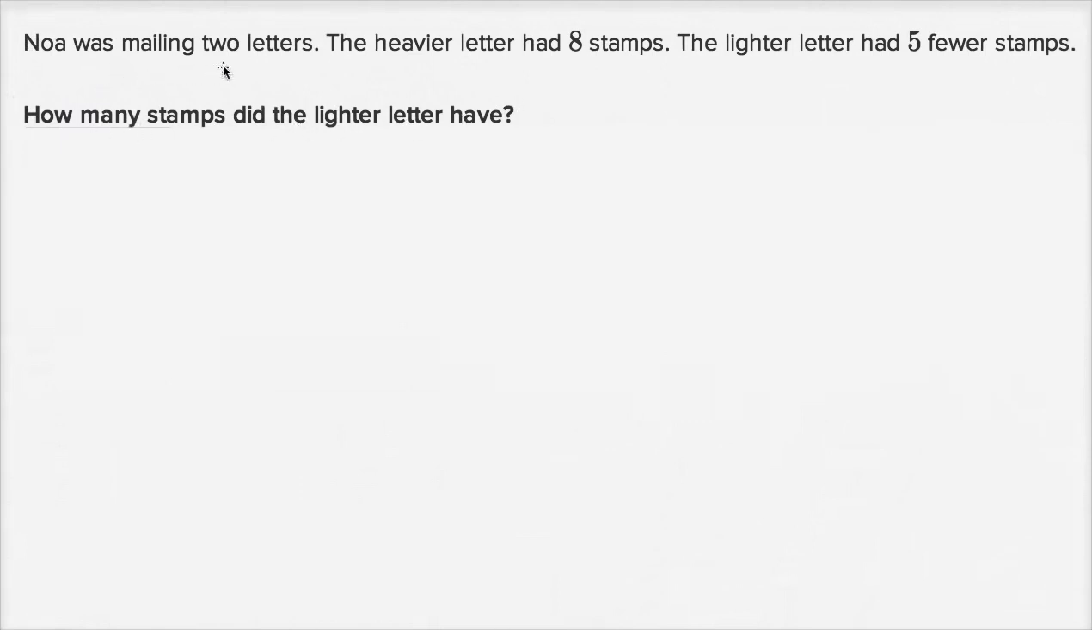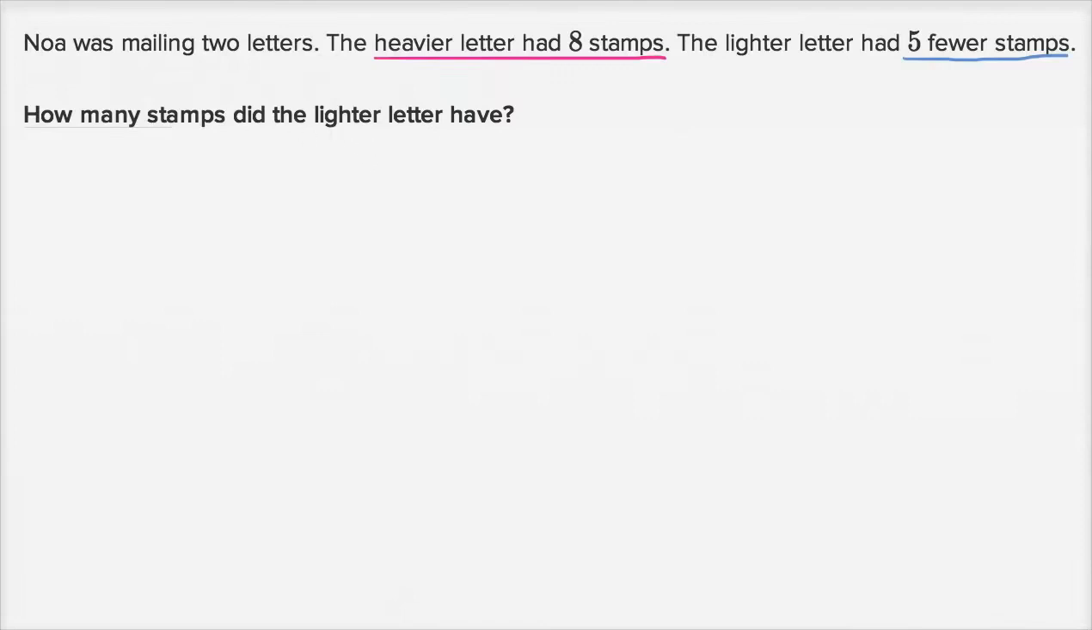Noah was mailing 2 letters. The heavier letter had 8 stamps. The lighter letter had 5 fewer stamps. How many stamps did the lighter letter have? So once again, try to pause this video and see if you can figure it out on your own.